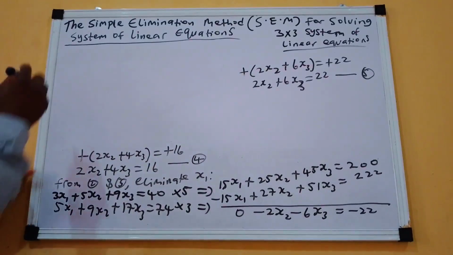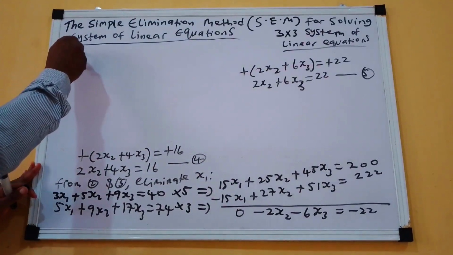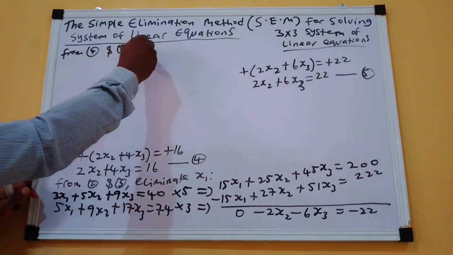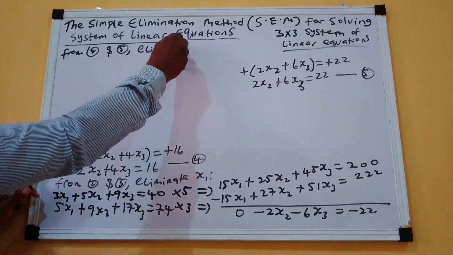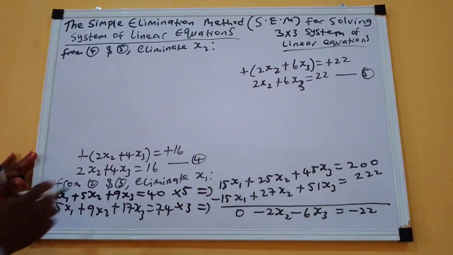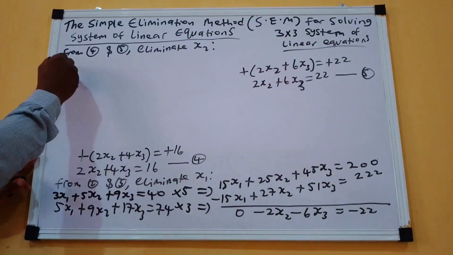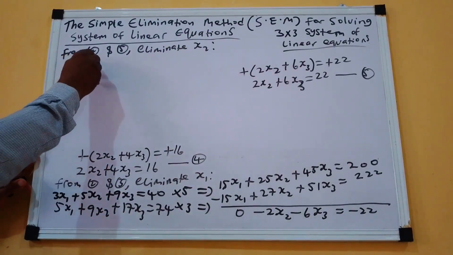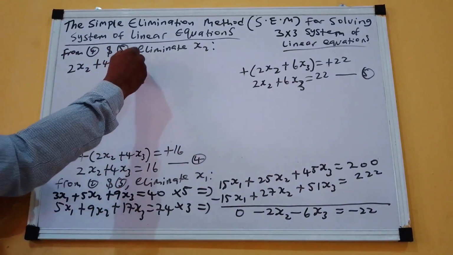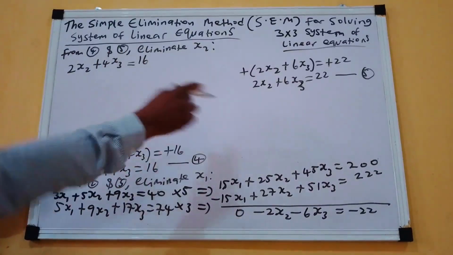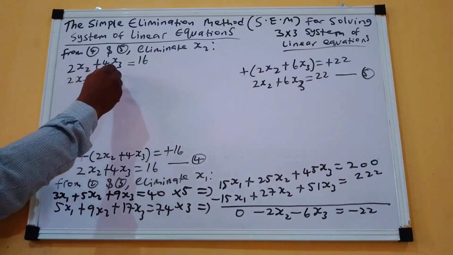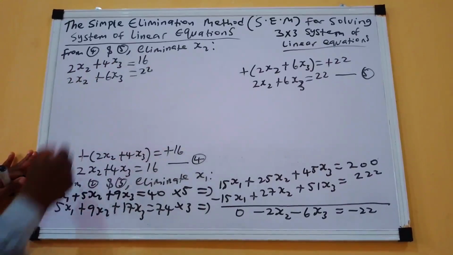So you say from 4 and 5, eliminate x2. So you come here, what is our equation 4? Our equation 4 is 2x2 plus 4x3 is equal to 16. Then equation 5 is 2x2 plus 6x3 is equal to 22.